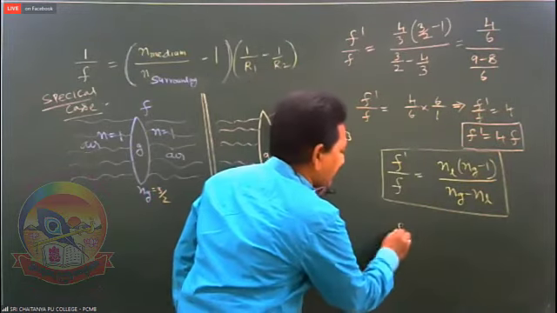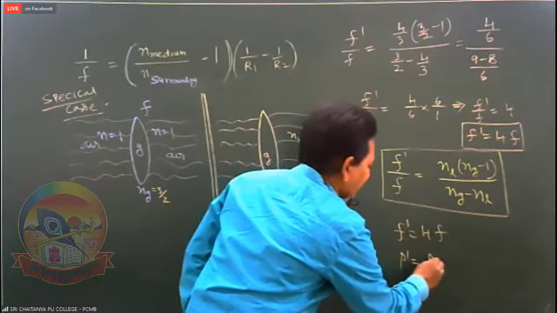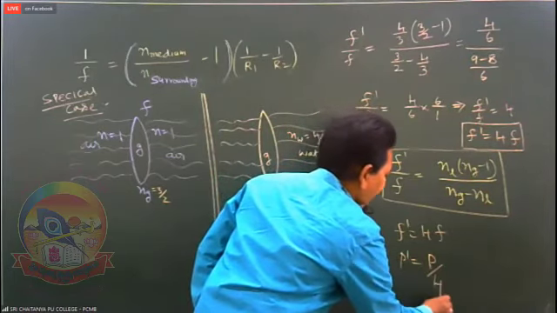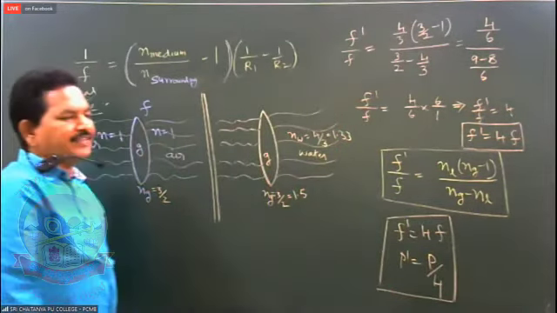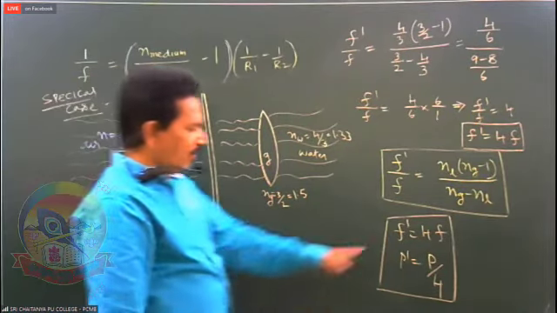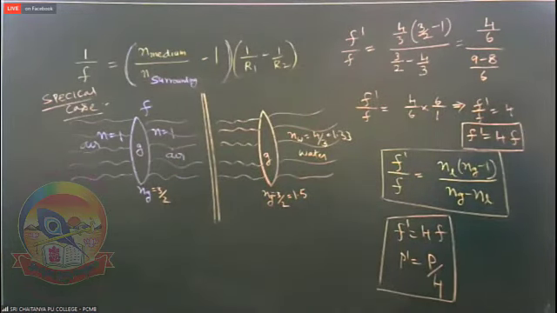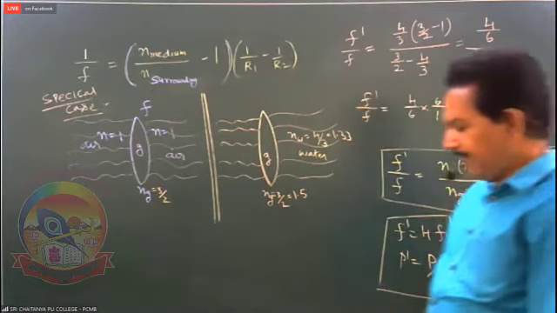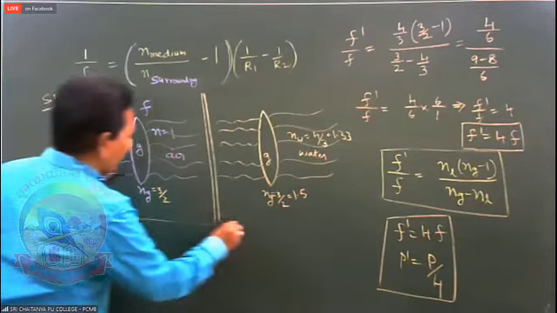If the focal length increases by 4 times, then what happens to power? Power decreases by 4 times, because the reciprocal of focal length is nothing but power. So, f dash is equal to 4f, and P dash is equal to P by 4. Here itself, problems. No need to go anywhere.